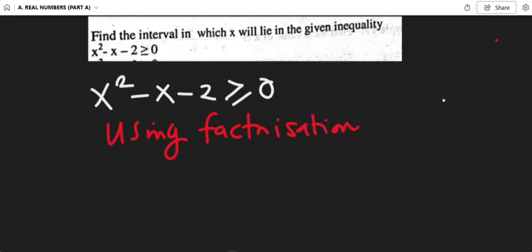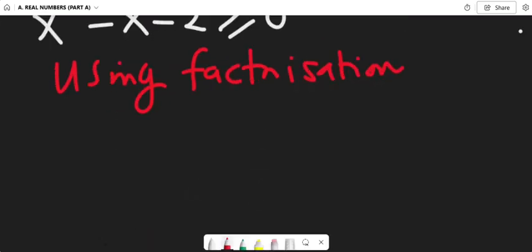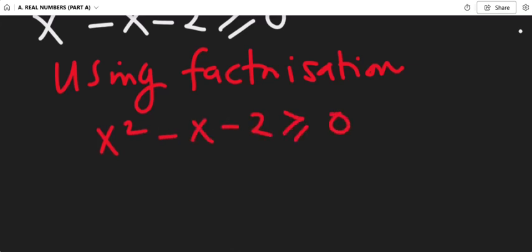So the first thing is that we need to simplify our inequality in the form of a quadratic, and from there we see the range of x. So how do we do this? We make use of the factorization method. Using the factorization method, we have x squared minus x minus 2 greater than or equal to 0.